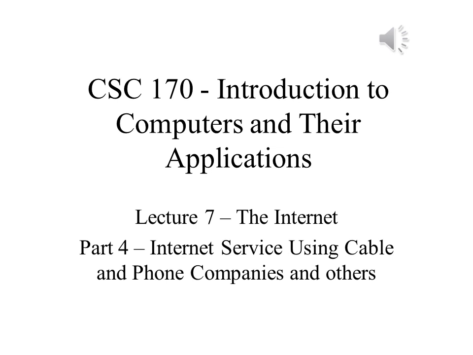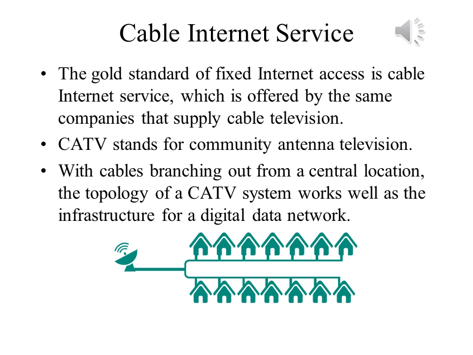In Part 4 of Lecture 7, we will discuss Internet service using cable and phone companies, as well as others. Cable television has been considered the gold standard of fixed Internet access, although I would argue that fiber optic telephone service is better. Cable television companies have been providing broadband Internet service longer than anyone else. The term frequently associated with this is CATV, Community Antenna Television.